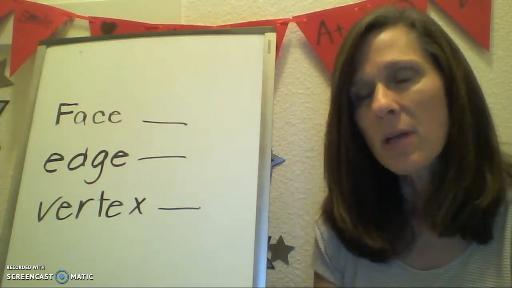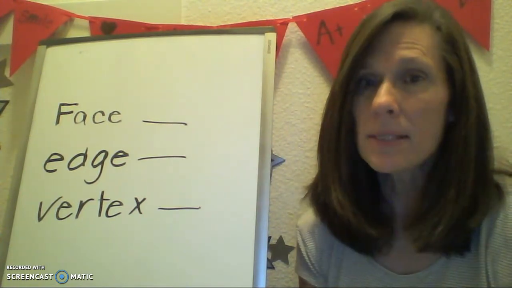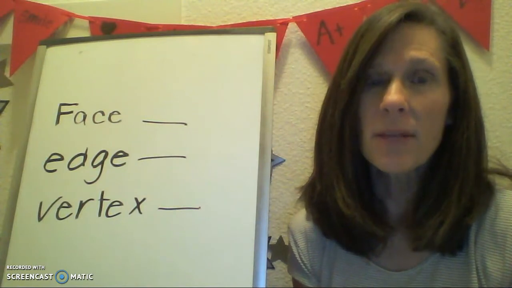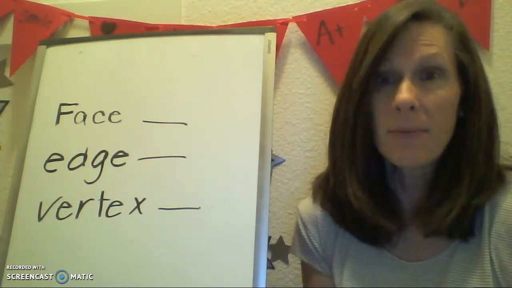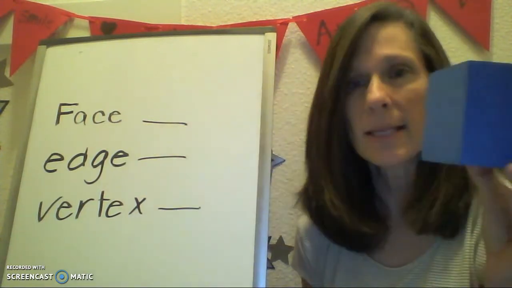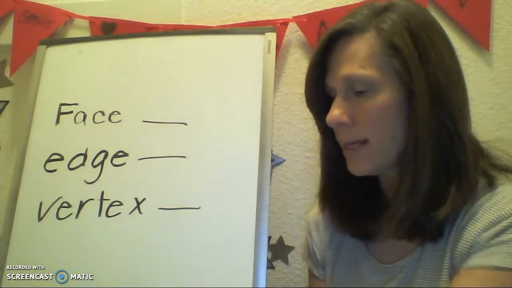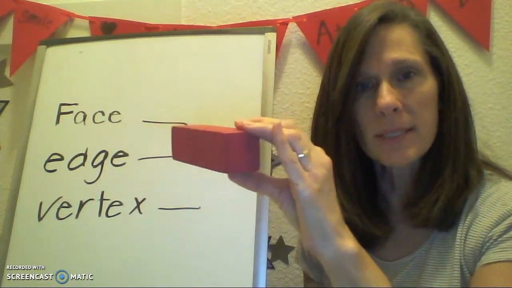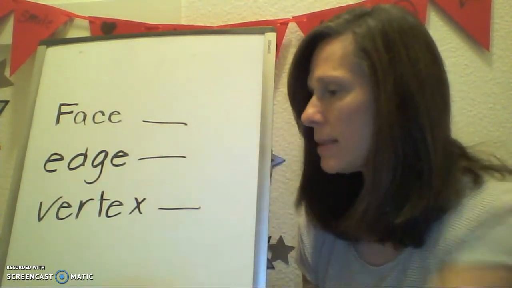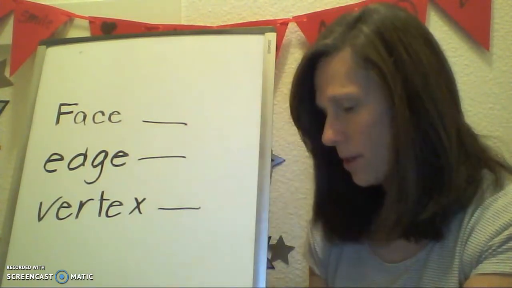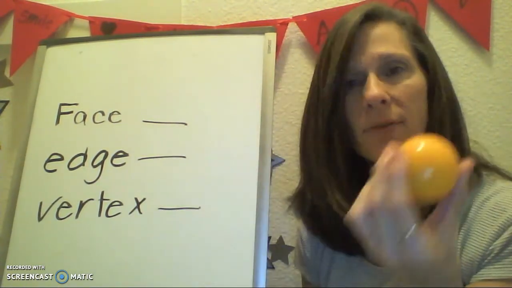Okay, so when we're talking about solid shapes, there's three attributes, or three things, that we look at when we identify them. So of course we just name them, right? We just know already that this is a cube, right? This is a rectangular prism. This is a pyramid, right? This is a cylinder, right? And this here is a sphere.